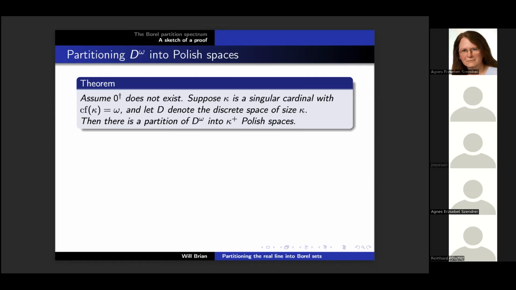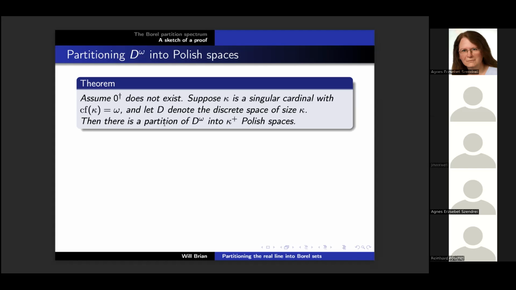Okay. So here is the thing that I think on a previous slide I called a lemma. So here is the lemma or theorem, as I labeled it here, about large, completely metrizable spaces. So assume zero dagger does not exist. If we have a singular cardinal kappa with cofinality omega, and we let D denote the discrete space of size kappa, then there is a partition of D to the omega into kappa plus Polish spaces.